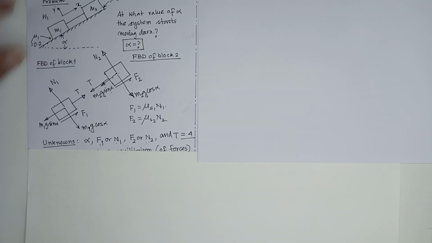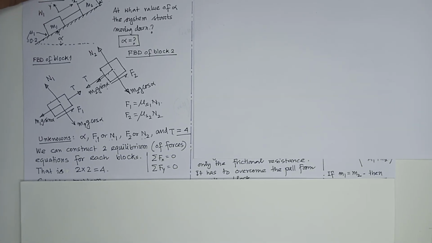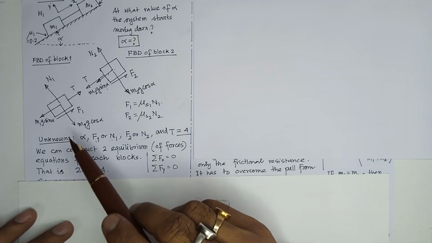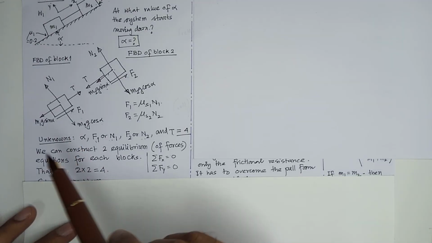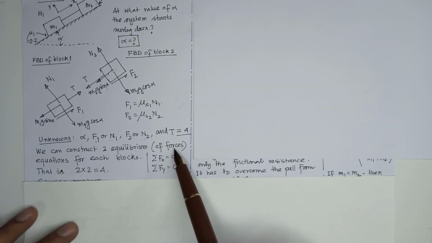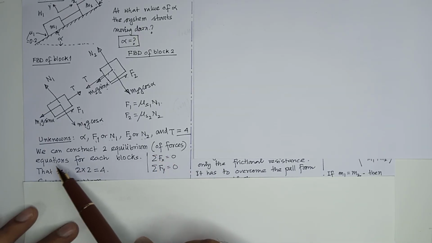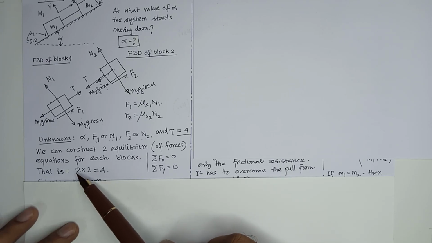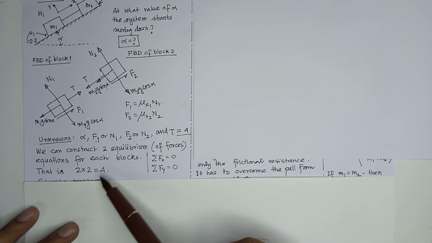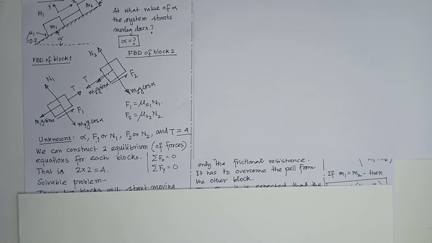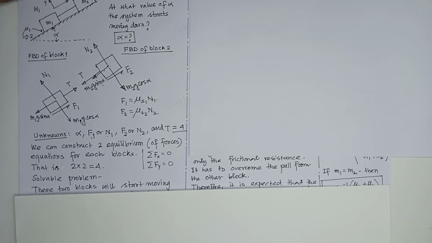Therefore, these 4 unknowns can be solved by constructing 4 equations. What are they? The equilibrium equations, that is the force equilibrium equations for each block. So 2 equations for each block, therefore 2 into 2 is 4. So we can solve it. Therefore this is a solvable problem that we have to understand first.